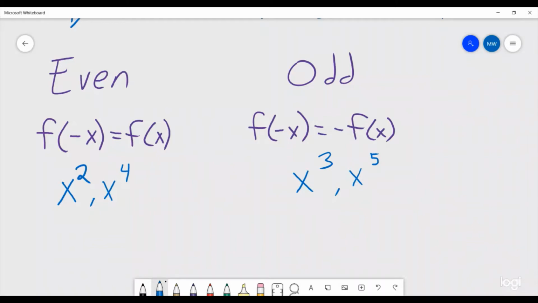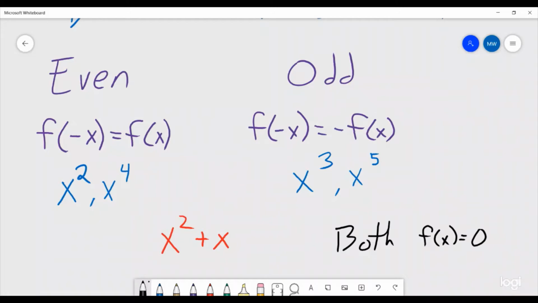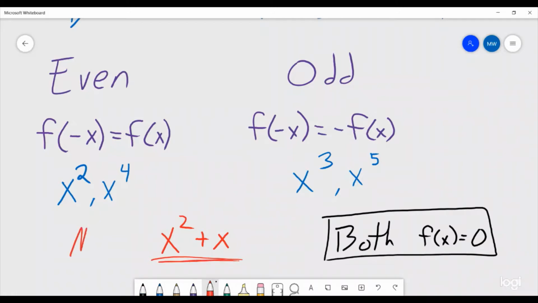Now, it is possible for a function to be neither even nor odd. For example, x squared plus x. That is not even and it is not odd. And then it's also possible for there to be a function that is both even and odd. However, the only function that is both is the function f of x equals 0. So this is the unique one that is both, but there are a whole bunch of functions that are neither.